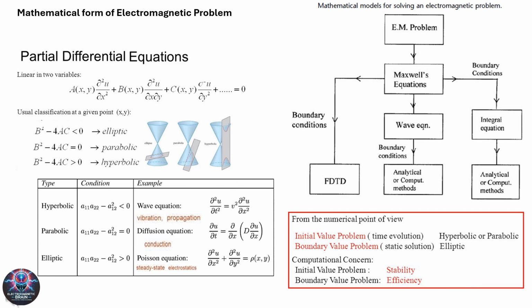Hyperbolic PDEs, on the other hand, describe dynamic situations involving wave propagation. The wave equation, which can be derived from Maxwell's equations when considering electromagnetic wave propagation, is a classic hyperbolic PDE. This type of equation is crucial for understanding how electromagnetic waves travel through space at finite speeds, as illustrated on the slide with the schematic of a propagating wave front. Hyperbolic PDEs capture the time-dependent behavior of these waves, making them essential for modeling radiation and signal transmission.